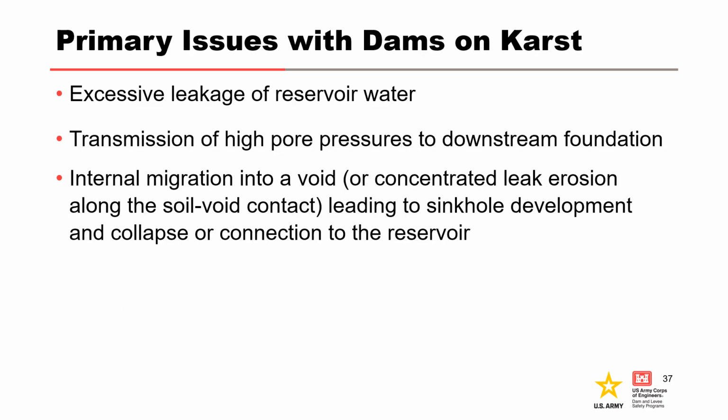The three primary issues with karst are excessive leakage of reservoir water, transmission of high pore pressures to downstream foundation, and internal migration into a void or concentrated leak erosion along the soil void contact that leads to sinkhole development and collapse or connection to the pool.